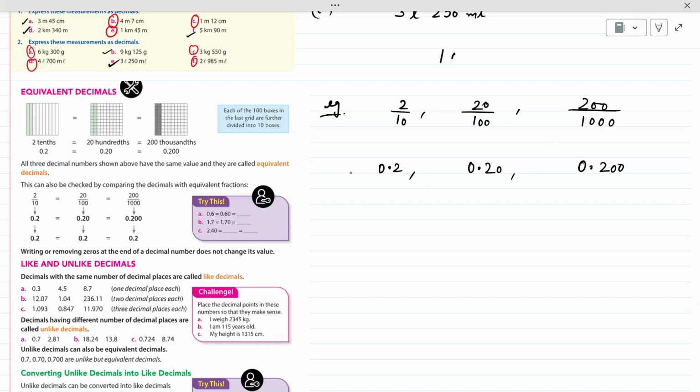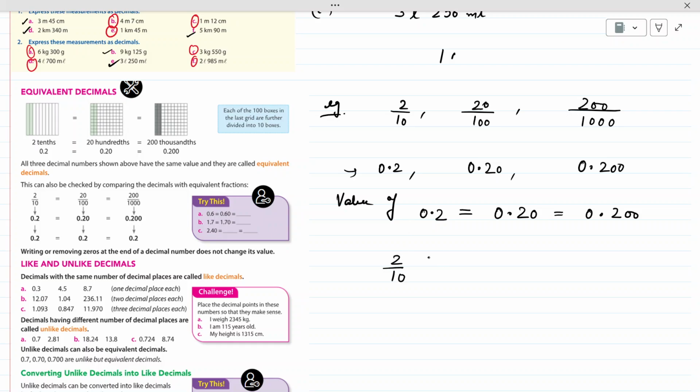But when you see all these numbers 0.2, 0.20 and 0.200, the values of all the three numbers are the same. So what I'm saying is the value of 0.2 is equal to the value of 0.20, which is also equivalent to the value of 0.200. Right? How? See, let us solve these fractions given to us.